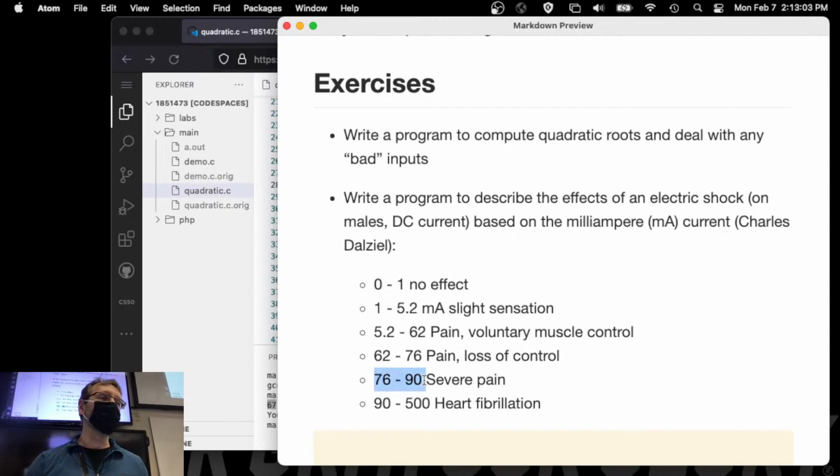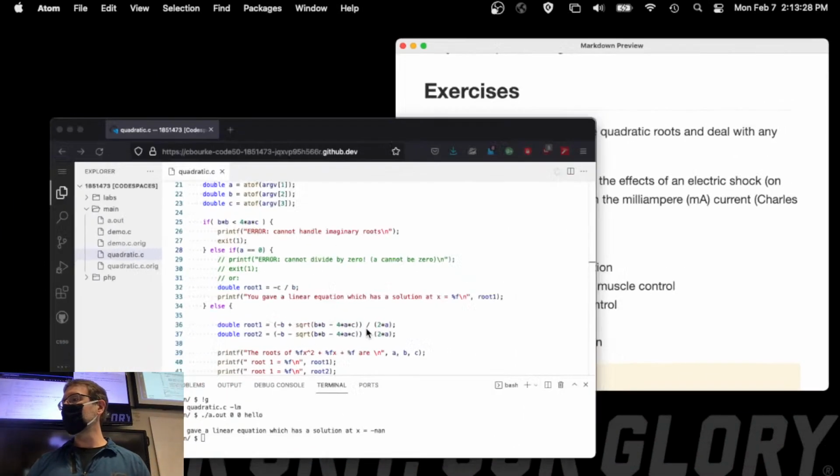76 to 90 is severe pain, and then 90 up to 500 depends on how many seconds you hold on to that amperage, but that can cause death within 3 seconds at the higher end. So what I want to do is write a program that, given milliamperes, determines one of these 6 conditions, right? We're going to read it in as a command line argument again.